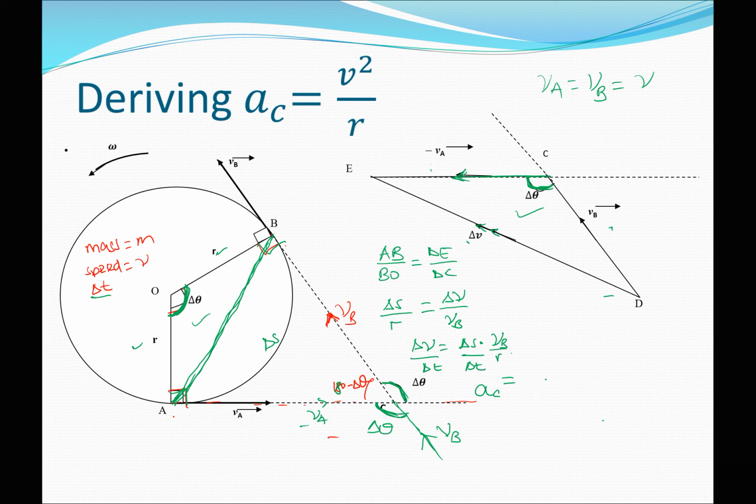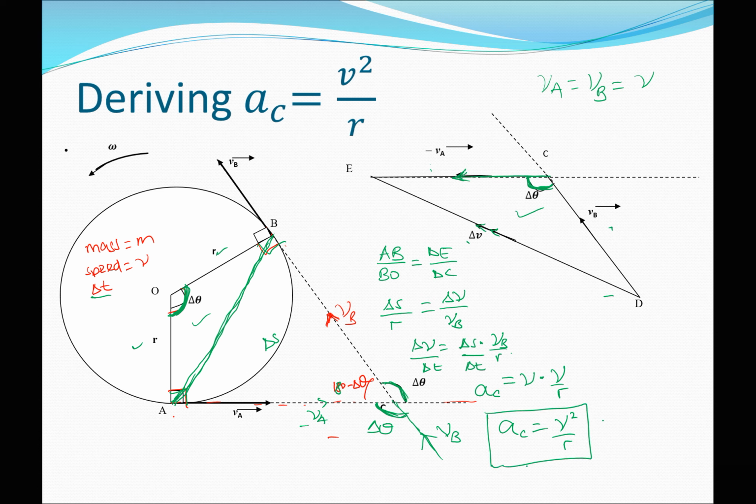So A subscript c is going to be delta s over delta t. This is curvilinear distance divided by time, that is actually curvilinear speed, which is v. Then we multiply this by VB over R. Remember, VB is the same as VA, is the same as V because it is constant. So this is times V over R. And therefore, we conclude by saying that centripetal acceleration is V squared divided by R.